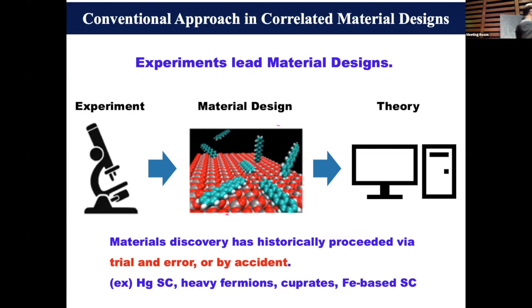Okay, the material design, especially in the correlated material system, has been led by experiment. At first, experimentalists try to find a new material and measure its physical property. And then theorists provide the physical explanation. So historically, the material discovery has proceeded by trial and error or by accident. For example, these materials were discovered by chance.